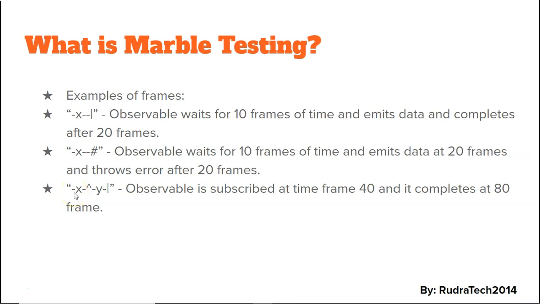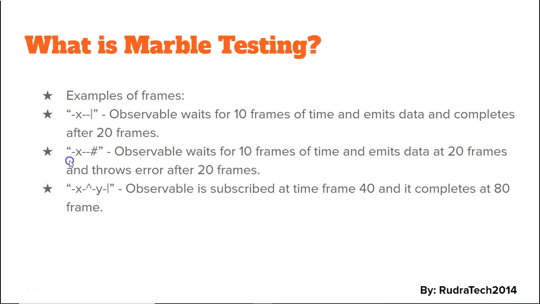Now in the third example here, the observable emits data at frame 20, then it subscribes the value at frame 40, then it emits data at frame 60, and eventually completes at frame 80. That is the passage of 80 units of time. So this is how we can use the marble strings and the syntaxes for our testing.